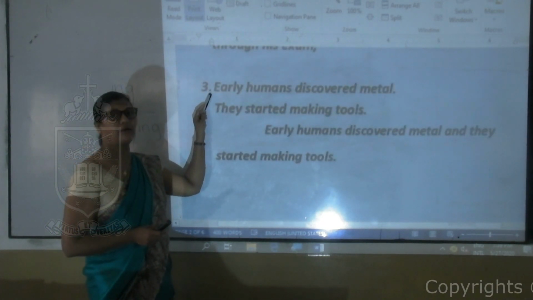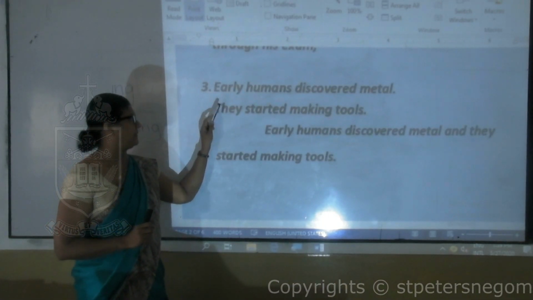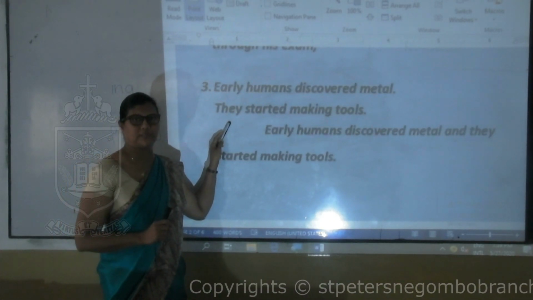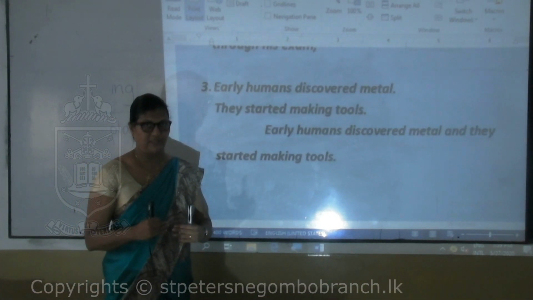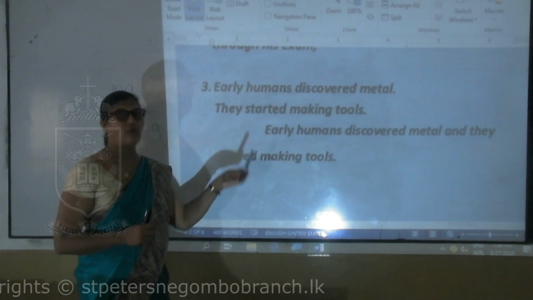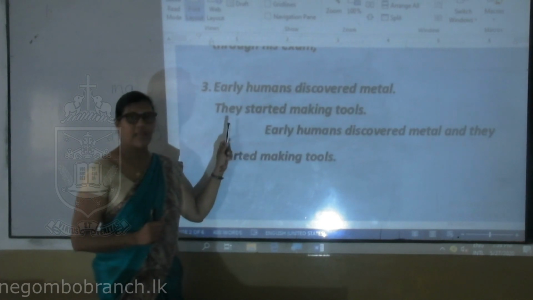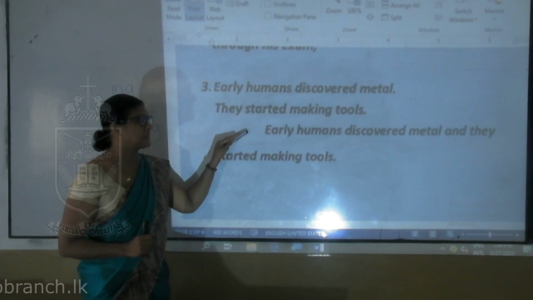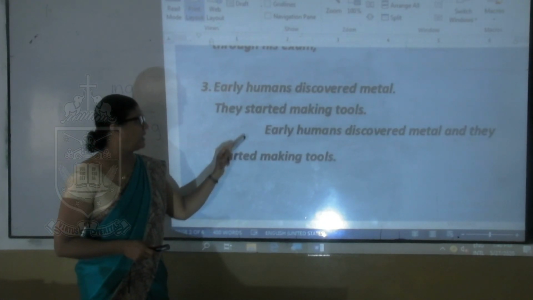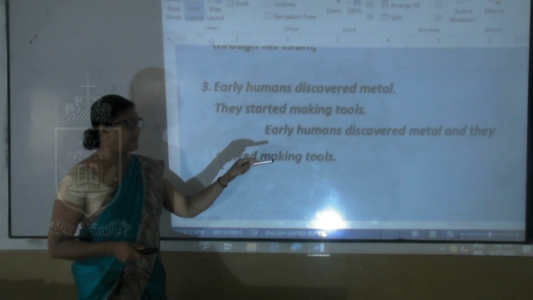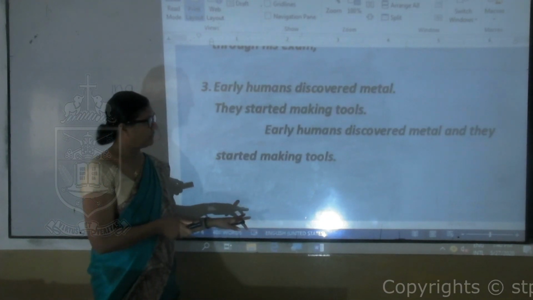Early humans discovered metal. One idea. Early humans discovered metal. They started making tools. See, these two are going together, can combine positively, matching with each other. So, we can join these two sentences and make one meaningful sentence like this. Early humans discovered metal and they started making tools.